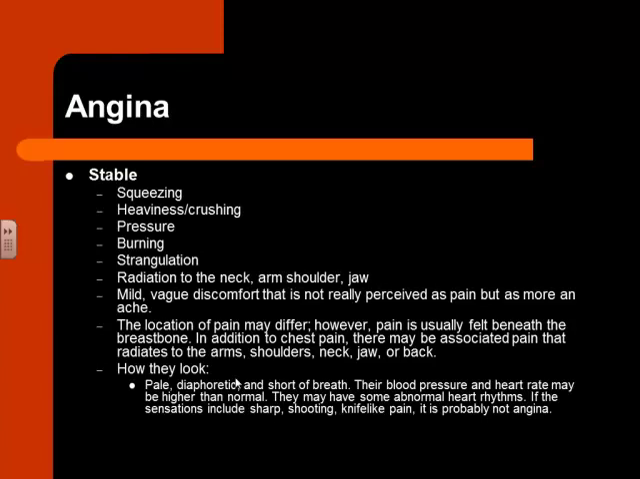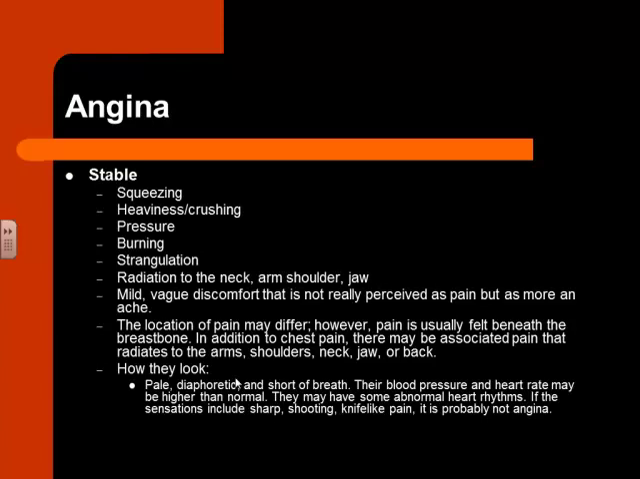Some patients do say it's a mild, vague discomfort, that it's not really pain, but it's more perceived as an ache. The location of pain may differ. Pain's usually felt beneath the breastbone. In addition to chest pain, there may be associated pain that radiates to the arms, shoulders, neck, jaw, or back.